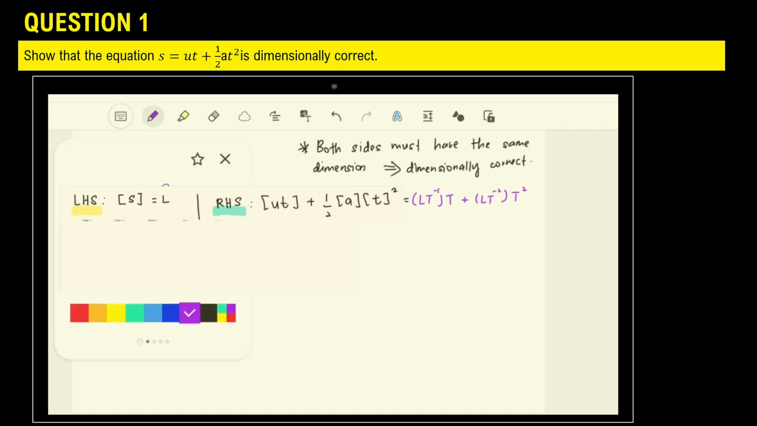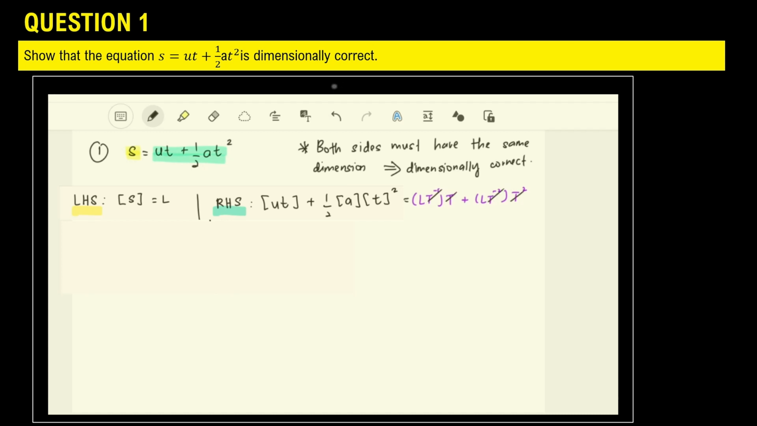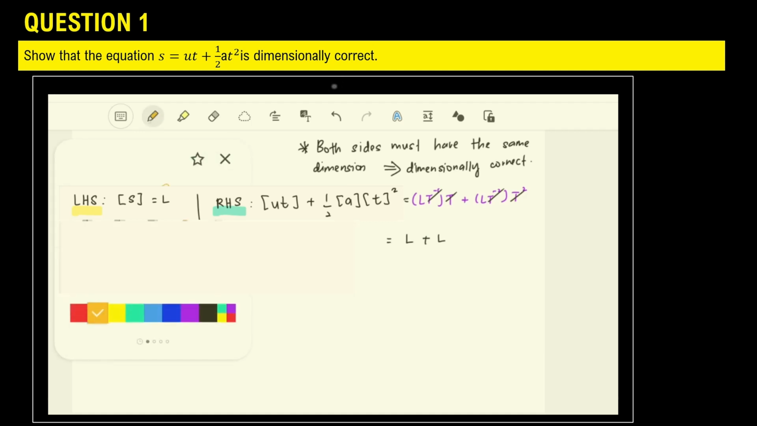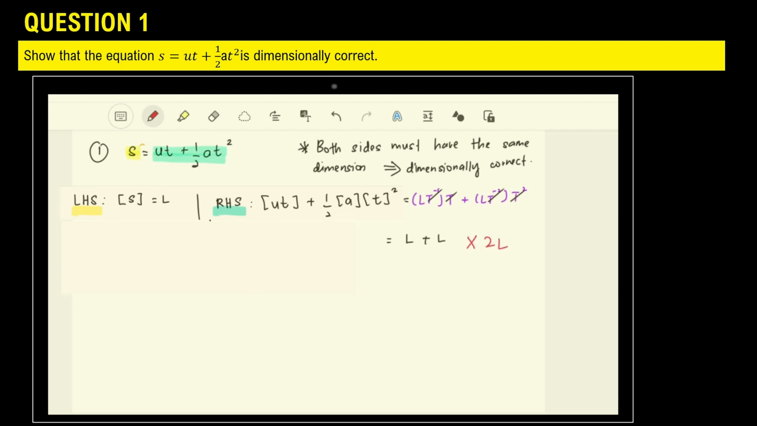When we simplify, you can see here we can cancel this T and this T. The dimension for the right hand side is equal to L plus L. Remember that you cannot add the dimensions together. L plus L cannot be 2L. It's wrong. L plus L, so the dimension is L. You can see here the left hand side and the right hand side are equal.